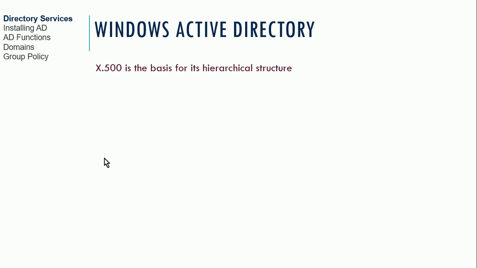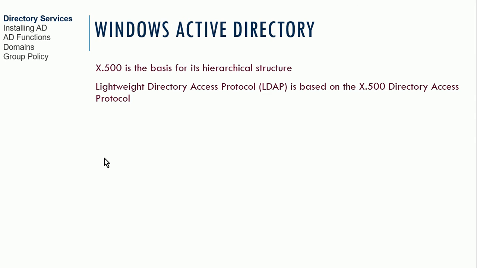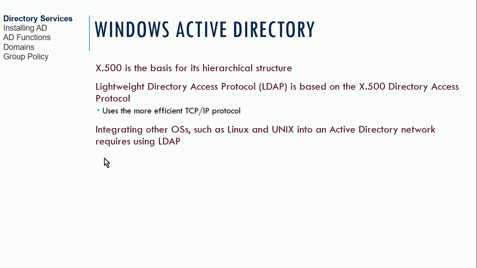So in the old days, going back in time here, X.500 was the basis for the hierarchical structure that you're going to see here in Active Directory. X.500 also had a lightweight version called LDAP, Lightweight Directory Access Protocol, which is sort of based on X.500, Directory Access Protocol. It uses TCP/IP, so it's a little bit better than the old X.500.